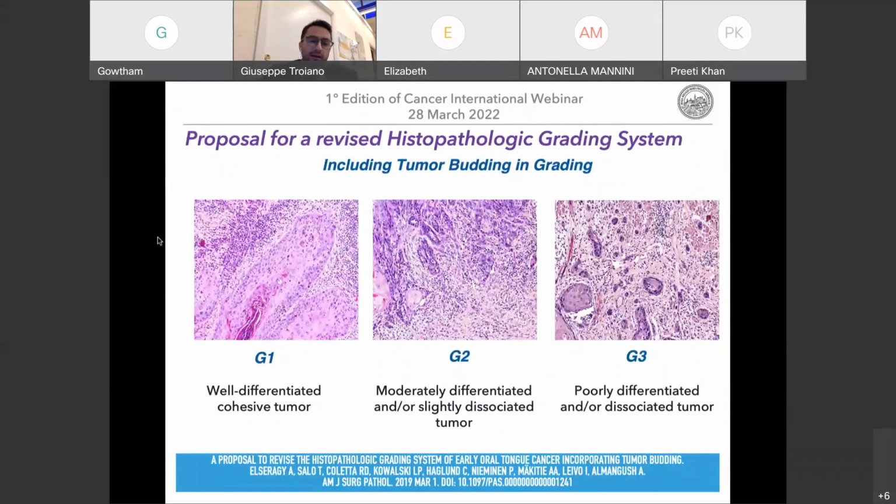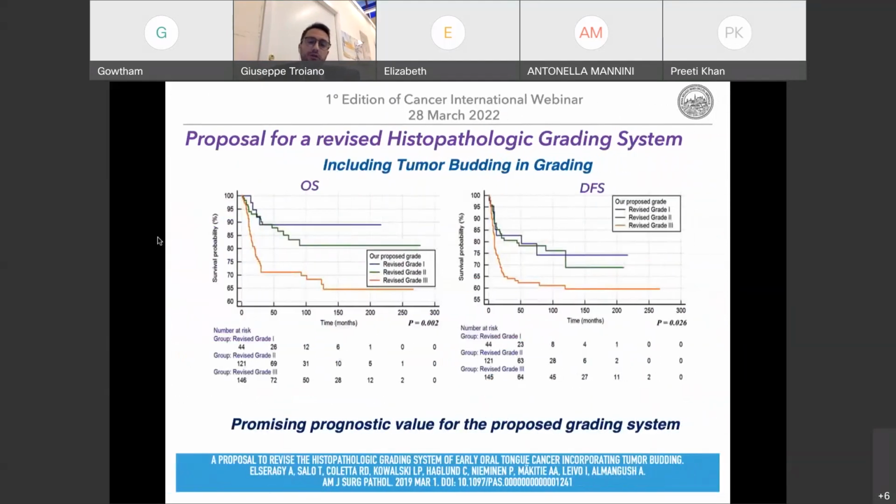So now we have G1, well differentiated and cohesive tumor; G2, moderately differentiated and/or slightly dissociated, so there is not a very high grade of tumor budding; and for G3 we have poorly differentiated or really dissociated tumor. They've shown that this led to a very good improvement in the prognostic stratification of these patients. We have also confirmed this data on our cohort of patients in Foggia, and we hope soon this can be adopted and used in clinical practice.